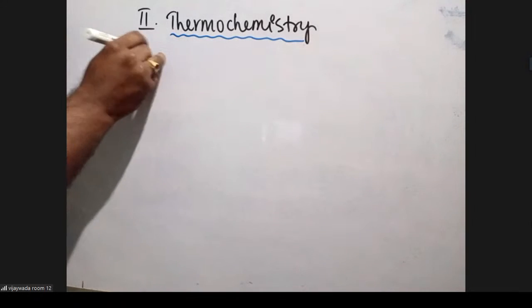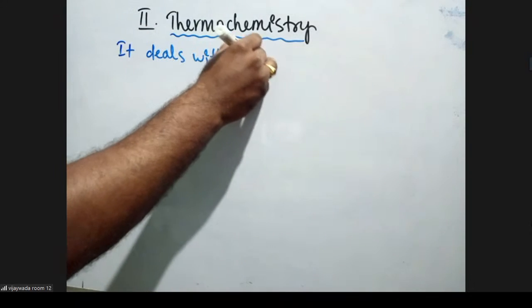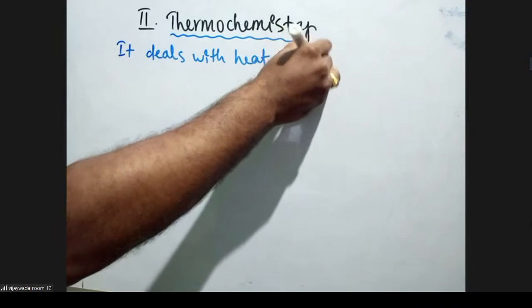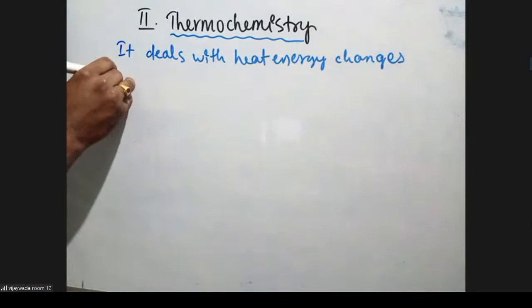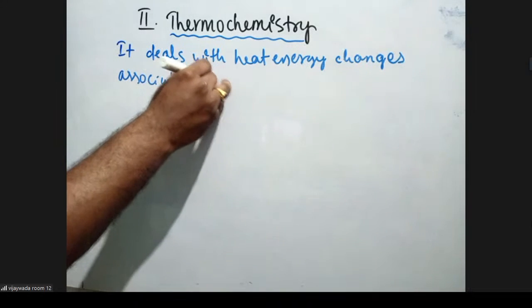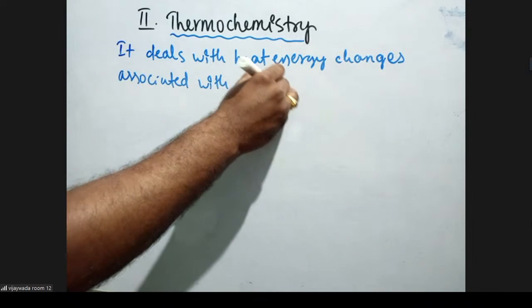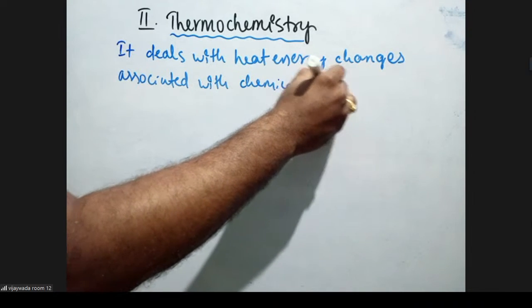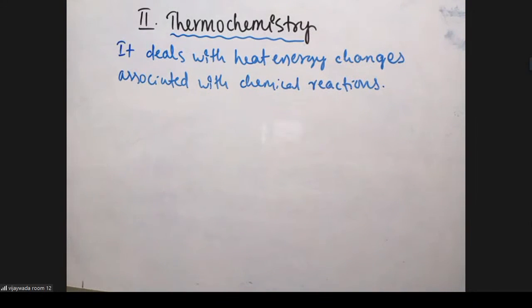It deals with heat energy changes associated with chemical reactions. This chapter deals with heat energy changes associated with the chemical reactions.